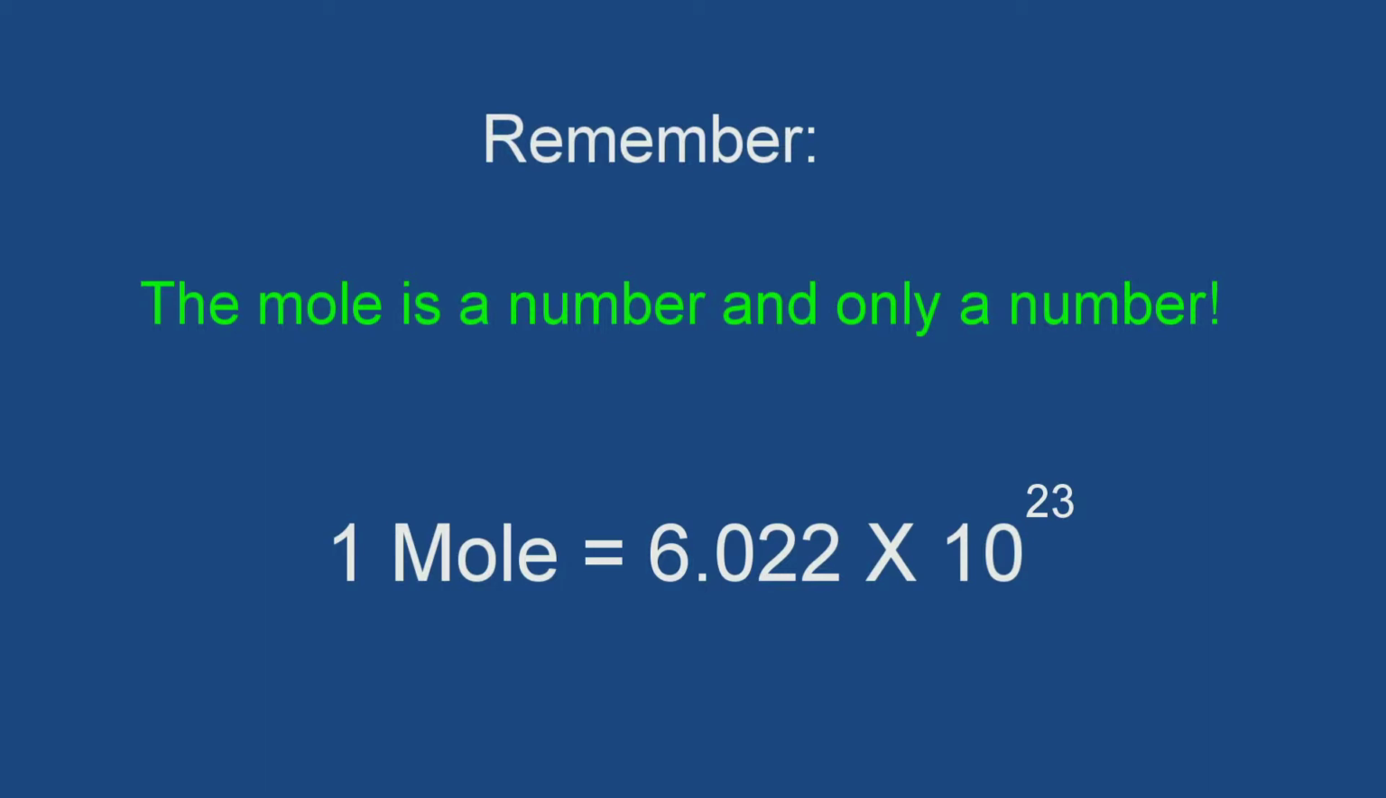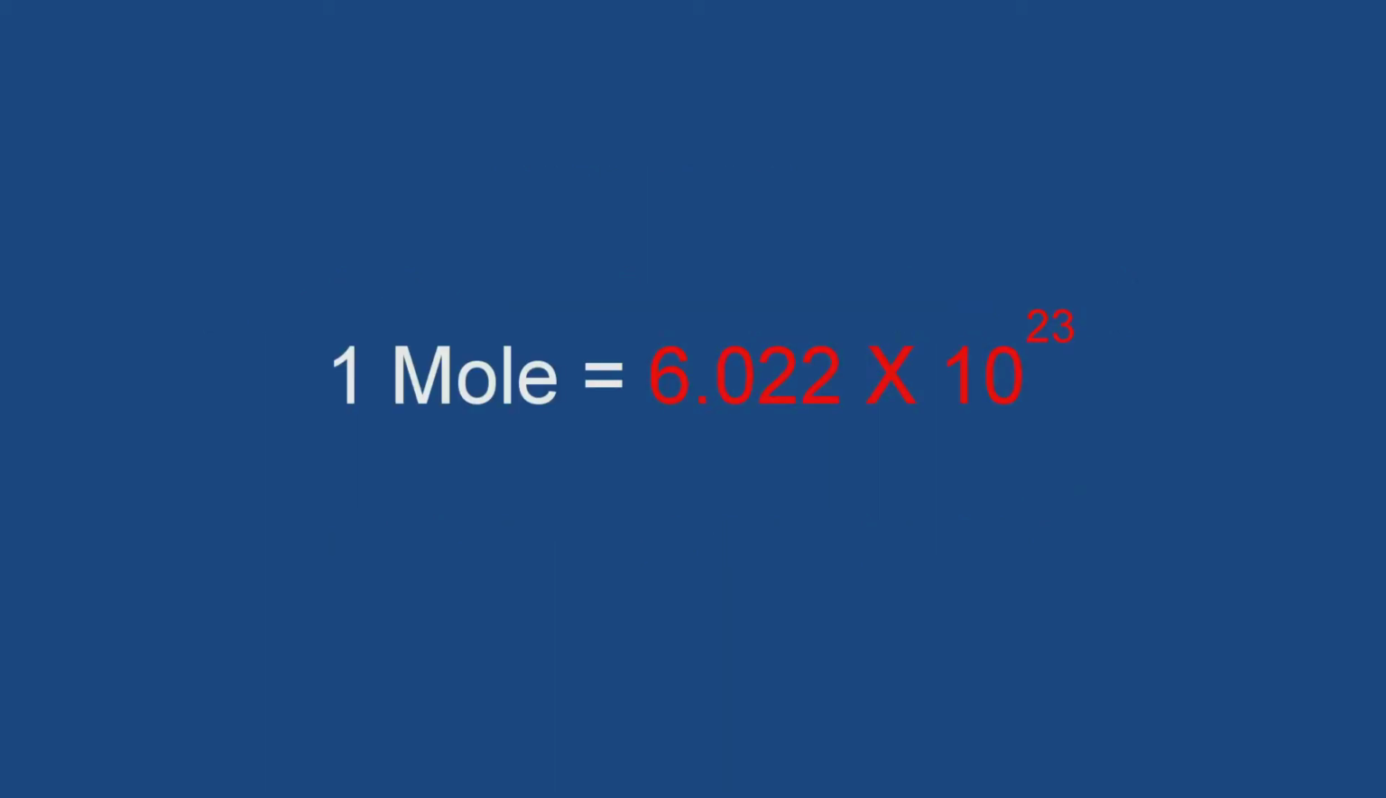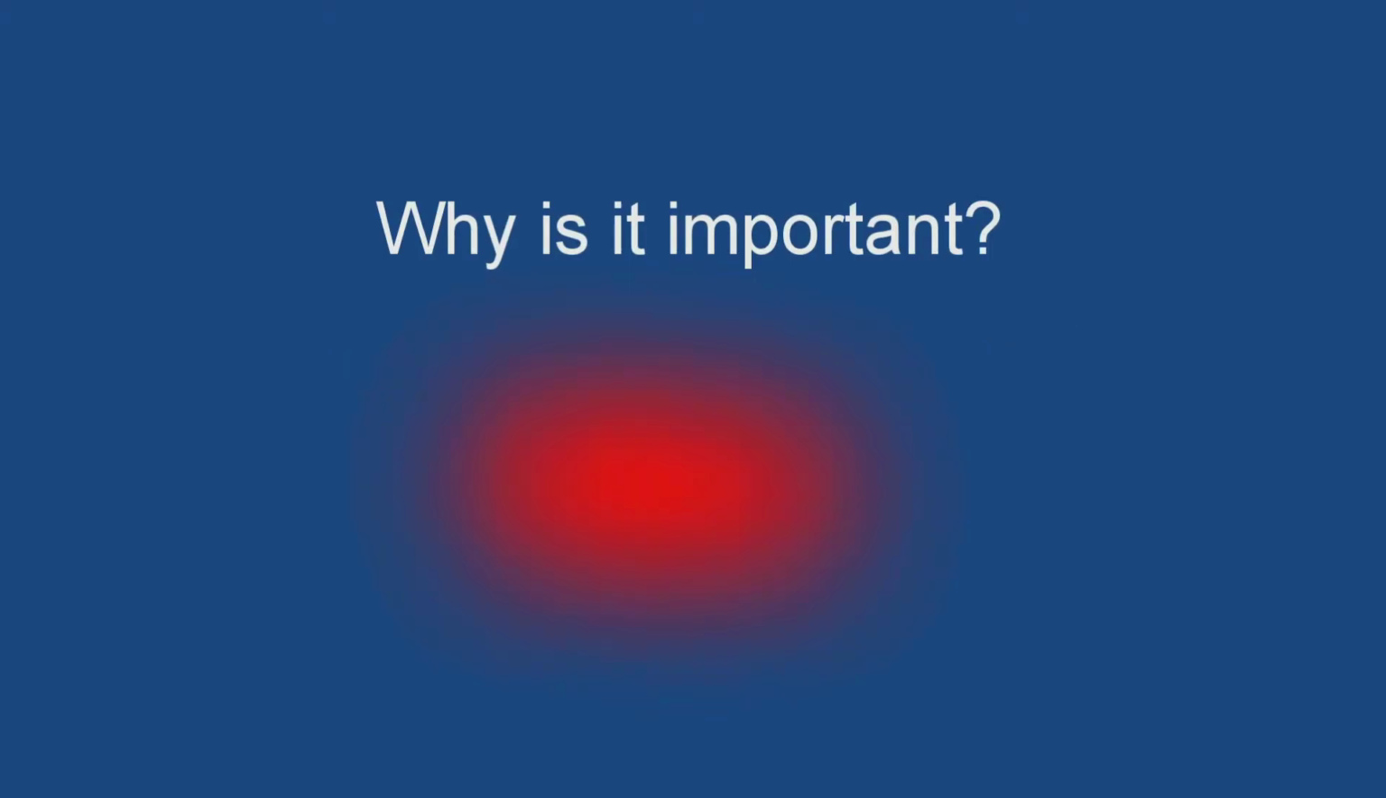Always remember that the word mole only means a number, and a very specific number, 6.022 times 10 to the 23rd. Okay, now we know what a mole is, but why is it important? What is it about the concept of the mole that makes it useful in the study of chemistry?